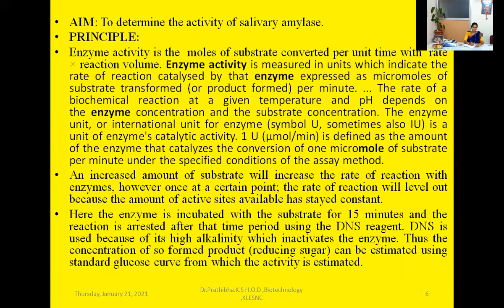The rate of a biochemical reaction at a given temperature and pH depends on the enzyme concentration and the substrate concentration. The enzyme unit or international unit for enzyme, that is symbol U, sometimes also we say IU, is a unit of enzyme catalytic activity, whereas 1 unit is defined as the amount of the enzyme that catalyzes the conversion of 1 micromole of substrate per minute under the specified conditions of the assay method.